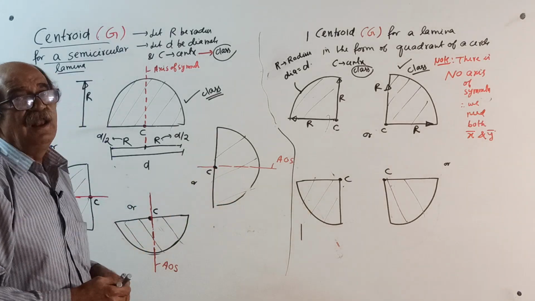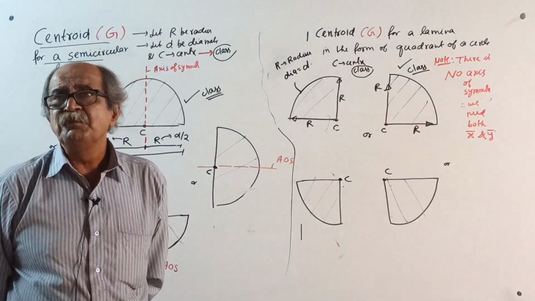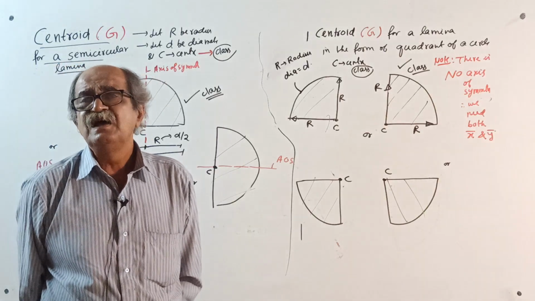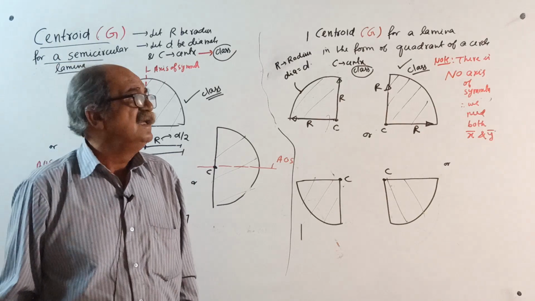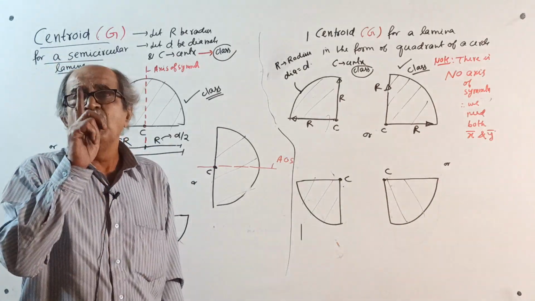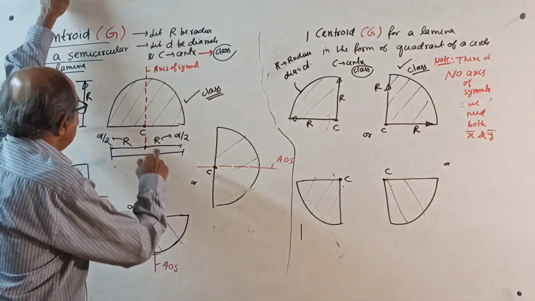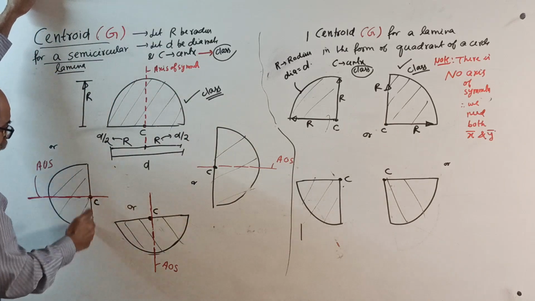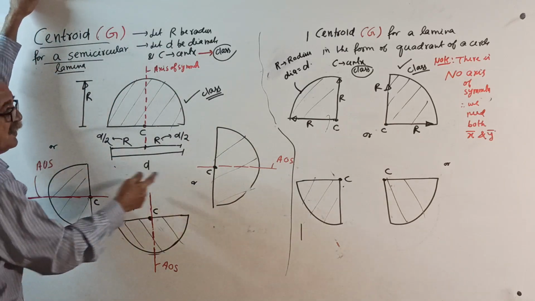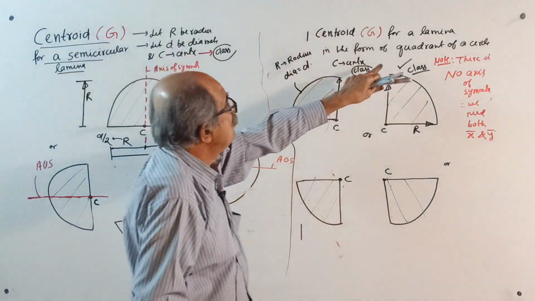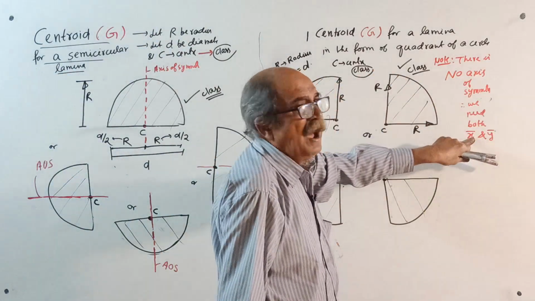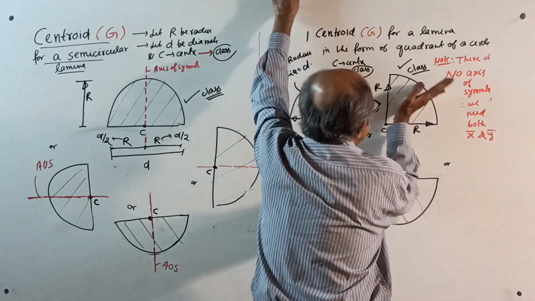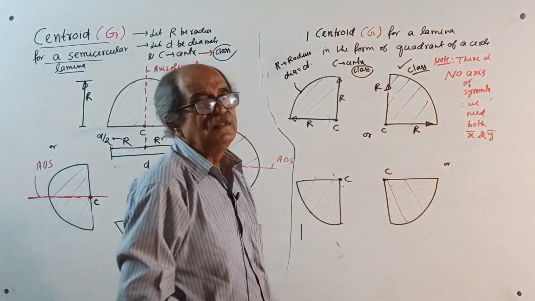For a circle, there are infinite numbers of axes of symmetry. All of them pass through the center. That's why the centroid is the center. For a semicircle, there is just one axis of symmetry. It is perpendicular to the base. This is the base. Then for a quadrant of a circle, there is no axis of symmetry. First of all, the word symmetry is not there. There is no symmetry here.